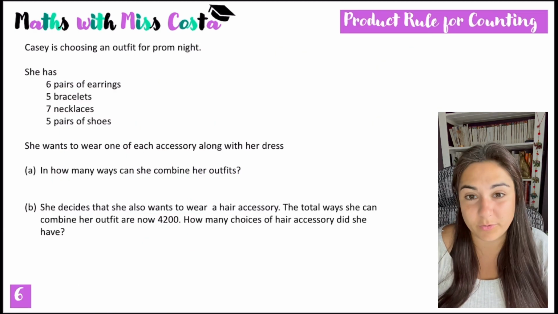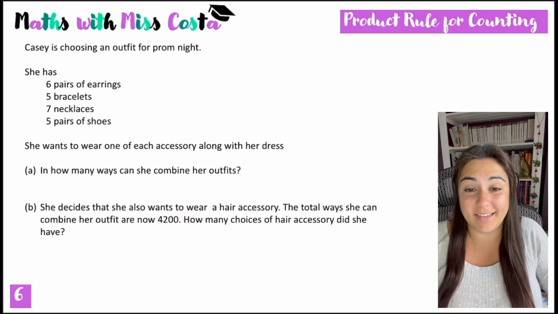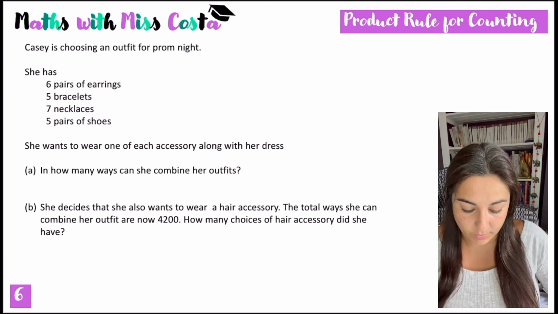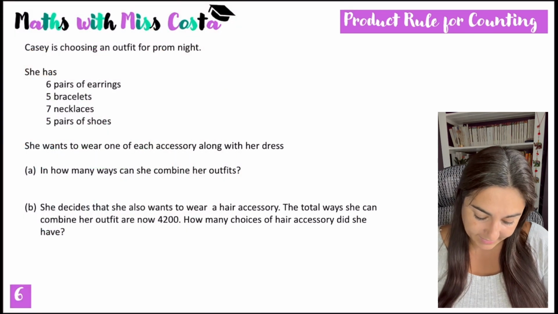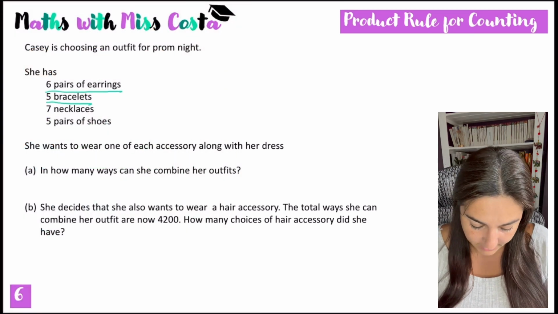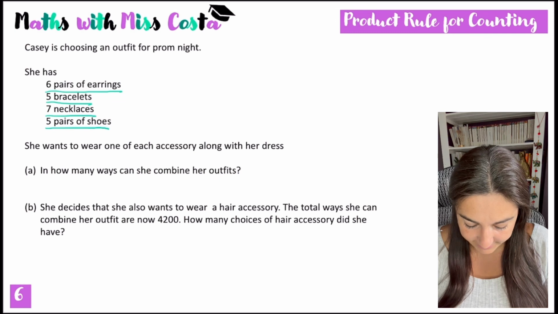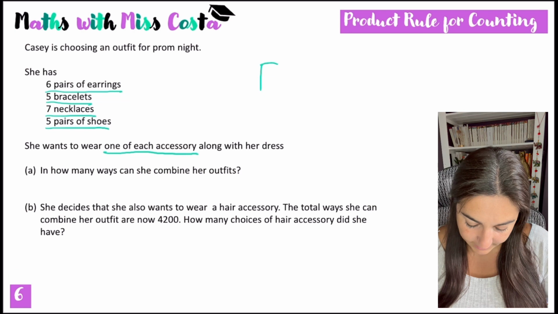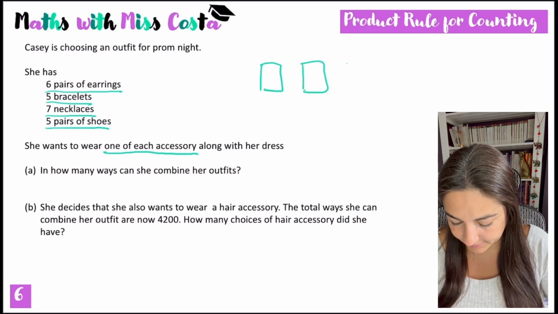Okay, now we've got product rule for counting. This is also known as combinations, and people tend to get really confused by this, but it's super easy if you just think about all of your options. So Casey is choosing an outfit for prom night. She has 6 pairs of earrings, 5 bracelets, 7 necklaces, 5 pairs of shoes. She wants to wear one of each accessory along with her dress. So how many types of accessory are there?